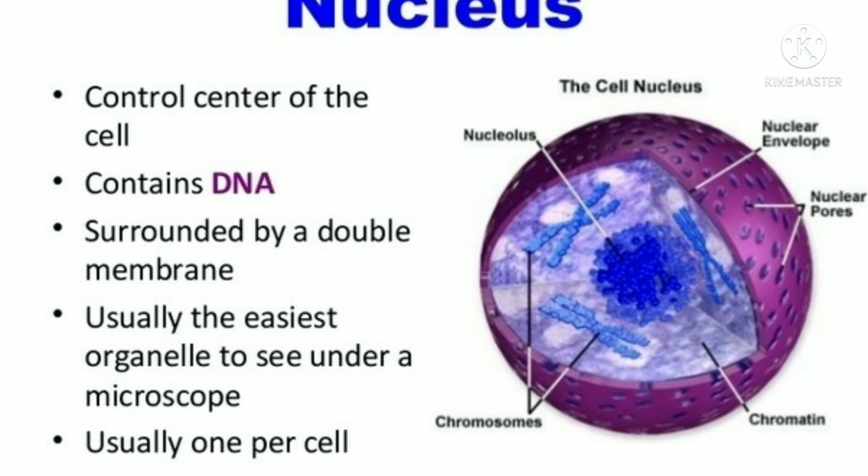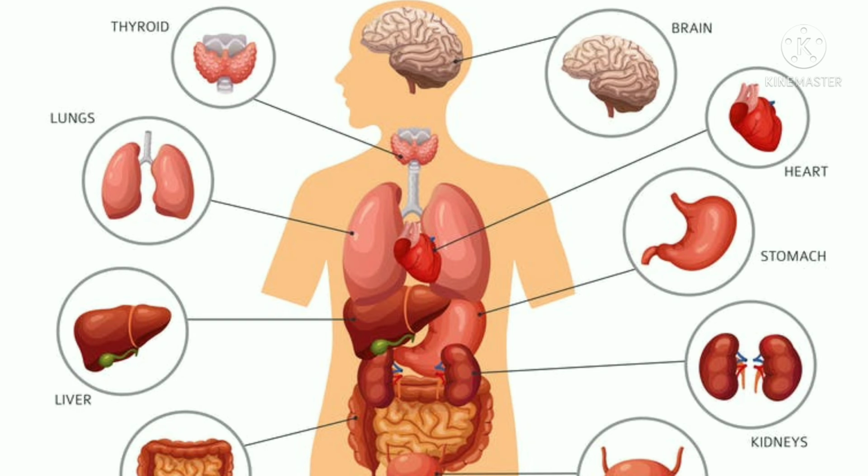So what is the function of the nucleus? The nucleus is otherwise called the brain of the cell. It regulates the cell functions and is the largest cell organelle. The nucleus is the largest cell organelle. It contains chromosomes.